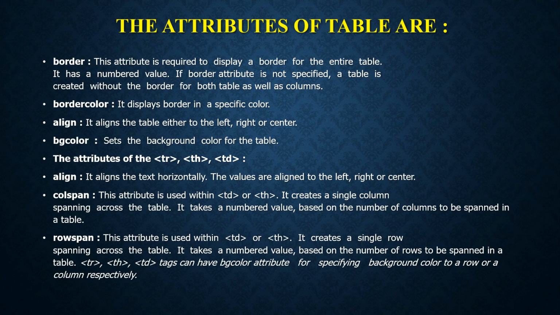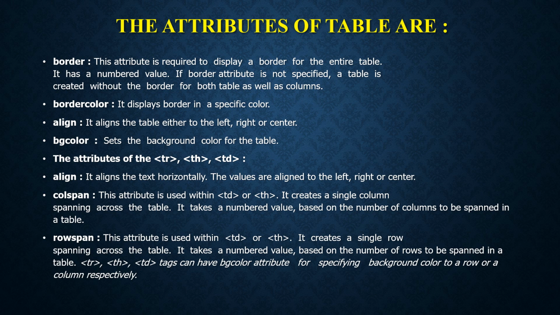Now the attributes of the table tag. The first attribute is border, which is also called the grid line. This attribute is required to display a border for the entire table. It has a numbered value. If the border attribute is not specified, a table is created without borders for both table as well as the columns. Second one is border color, which displays the color of the border. Two attributes are there: one is border color light and one is border color dark.